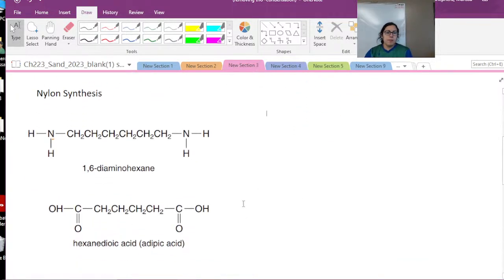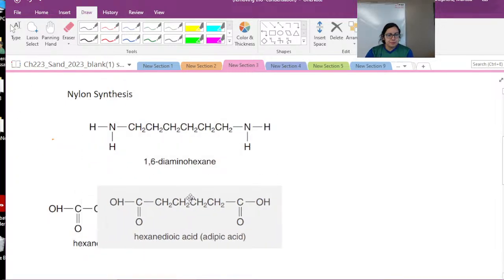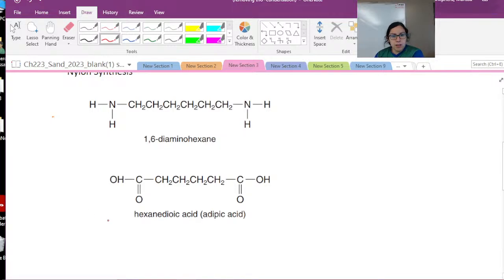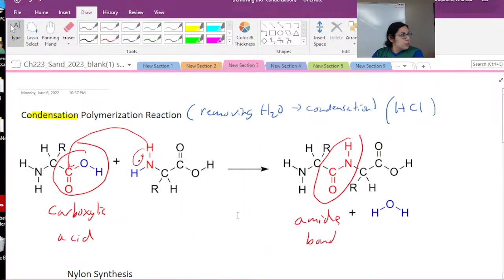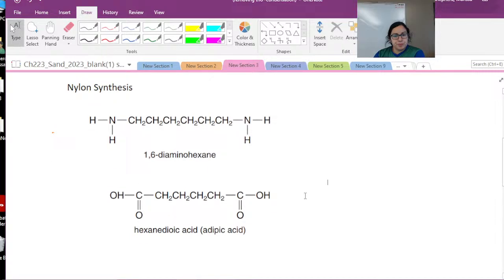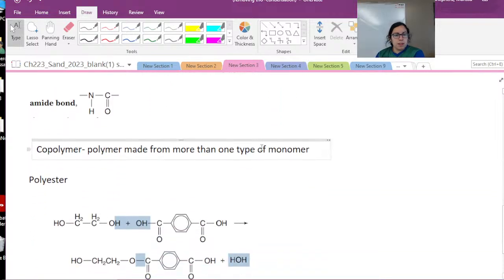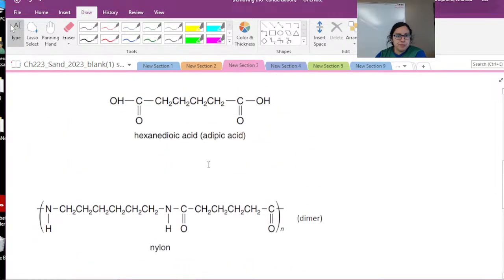And so like I said, on Thursday, I'll bring in this demo so we can actually do the nylon synthesis. And so again, you just want to be able to recognize where they're going to meet and chain up. And so this would also be like a copolymer, since it's made from more than one monomer. So let's skip down. So I have our definition of a copolymer. So that's just a polymer made from more than one type of monomer.